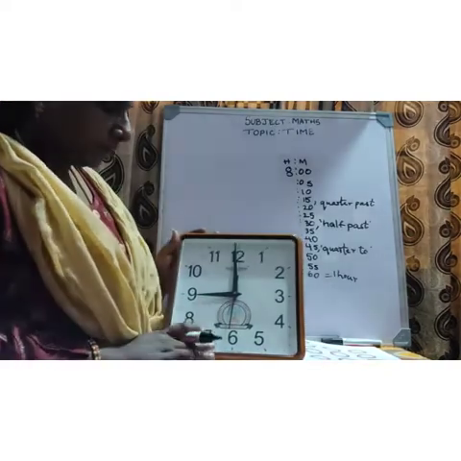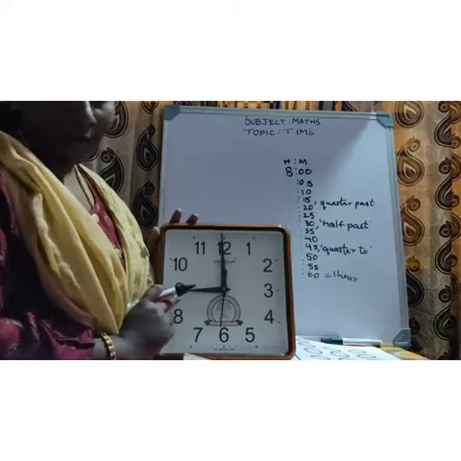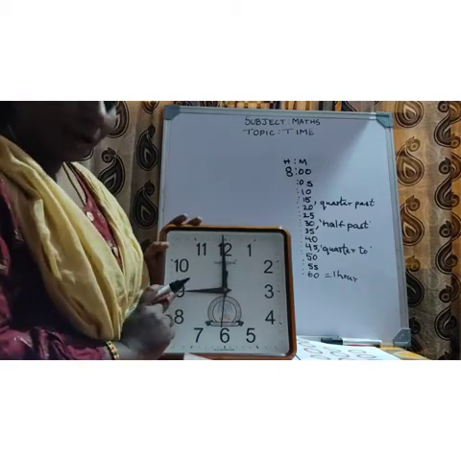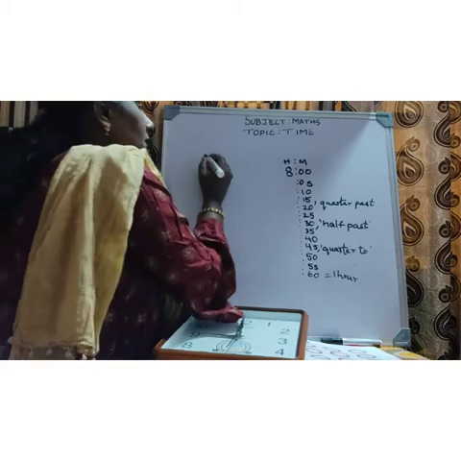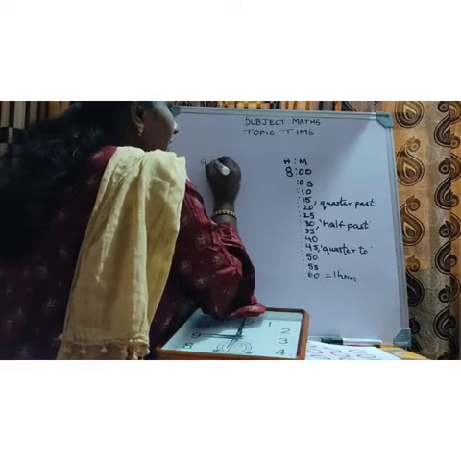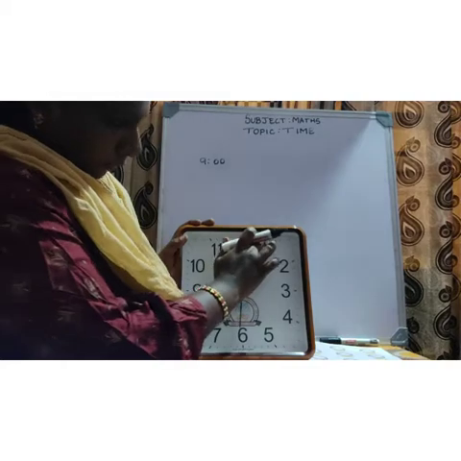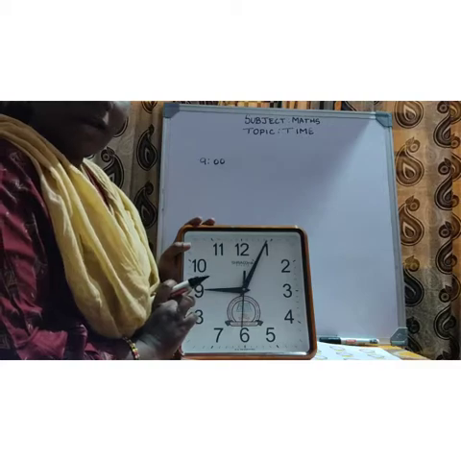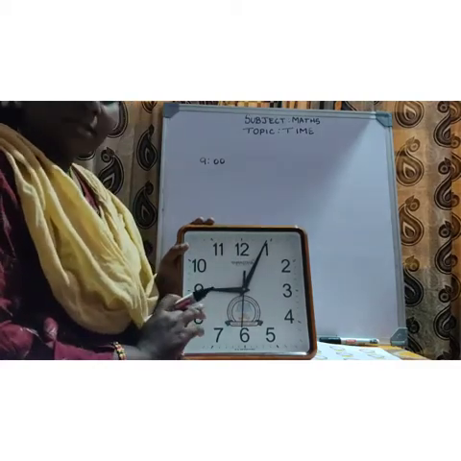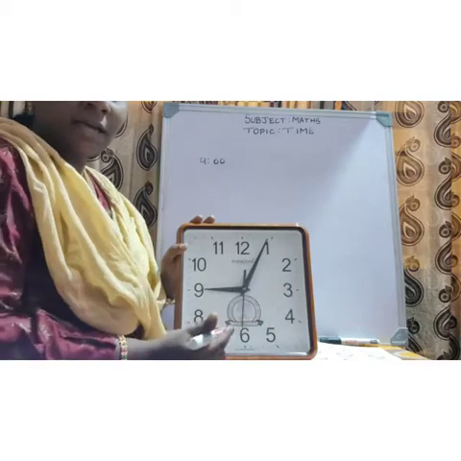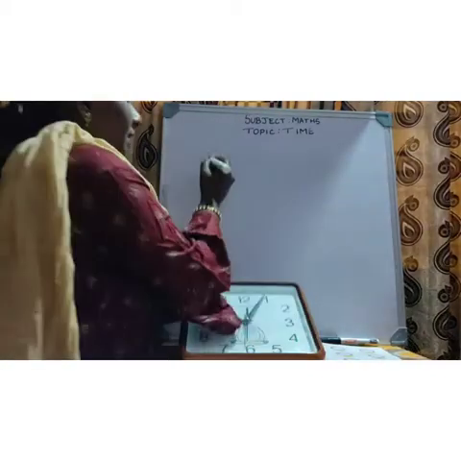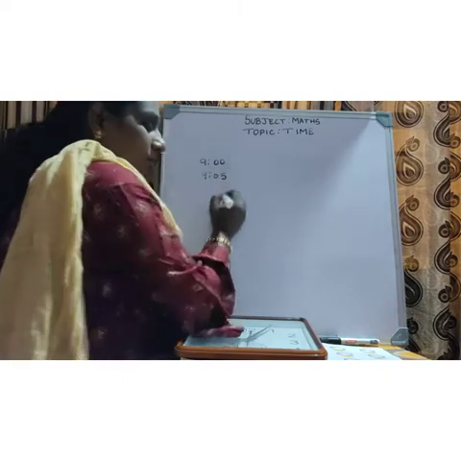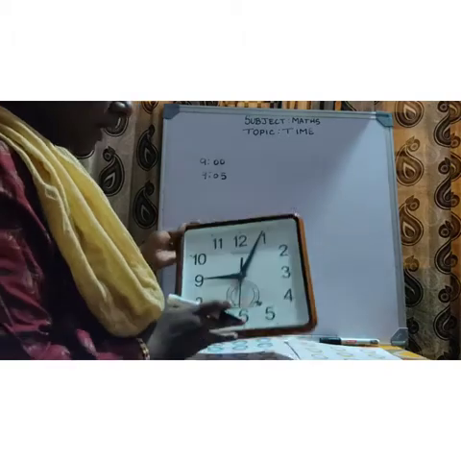Okay. So now we will see along with the hour hand. The minute hand is at 12 and the hour hand is at 9. What is the time? It is 9 o'clock. What is the time children? The minute hand is at 1 and the hour hand is at 9. So what is the time now? 9 hours 5 minutes. You can tell it as 9:05, 9 hours and 5 minutes.